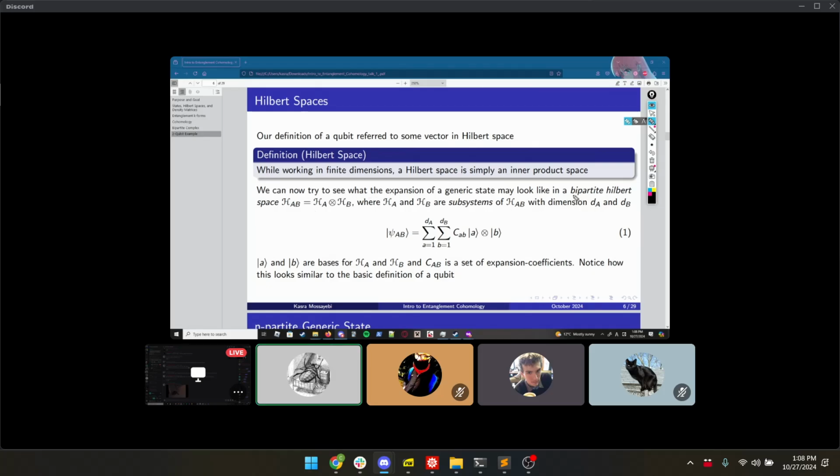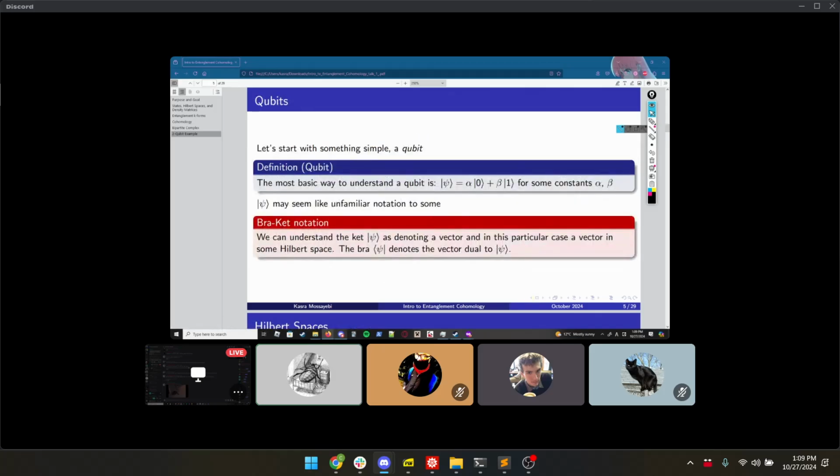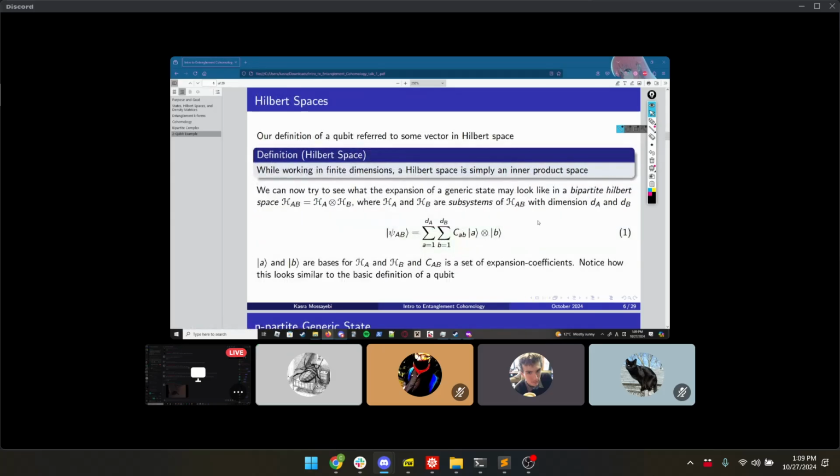So now maybe we want to look at a bipartite Hilbert space, which we can understand as this decomposition, the tensor product between two subsystems, H_A and H_B. And these have dimension d_A and d_B, respectively. So just think about it as this sum here. But notice that this also looks similar to how we understood the very basic qubit, where we have these constant expansion coefficients and these bases, right? If we look back at how we defined a qubit, they look sort of similar.